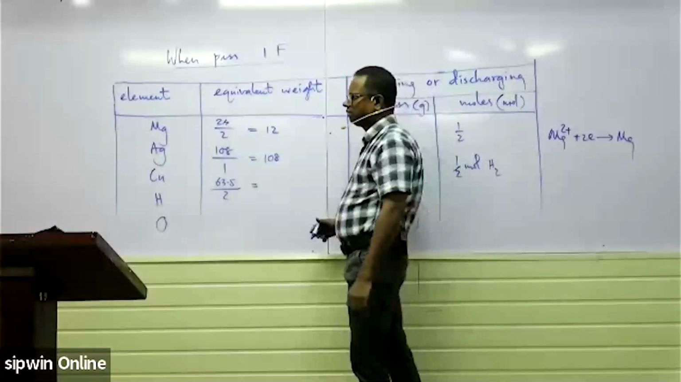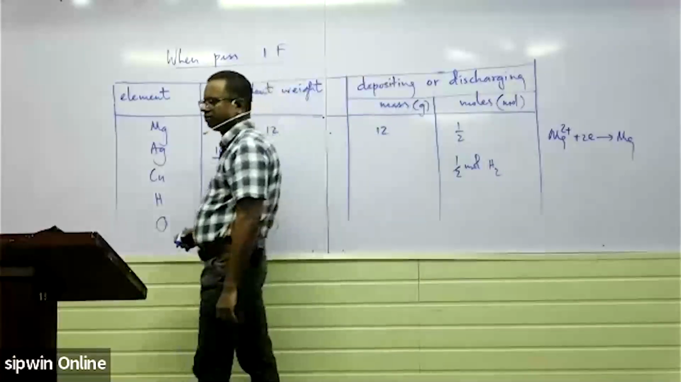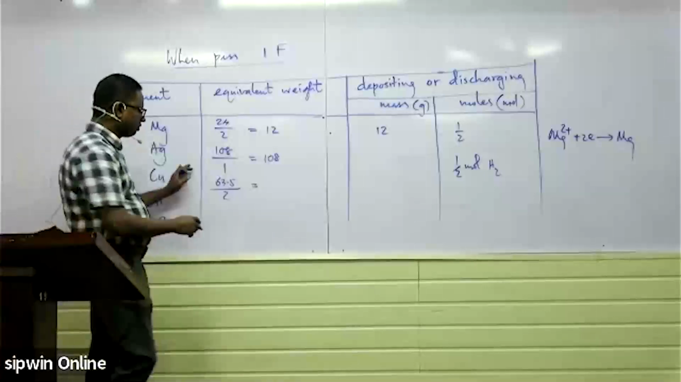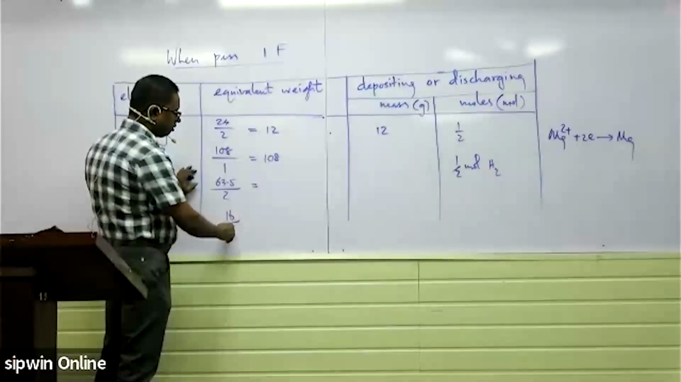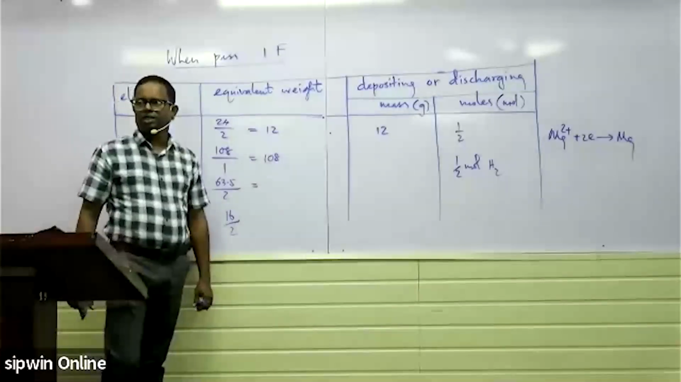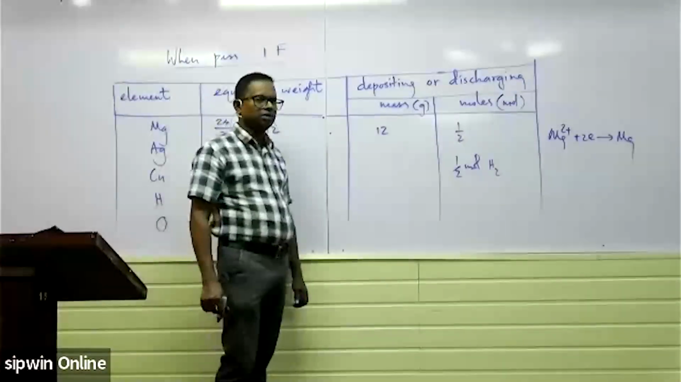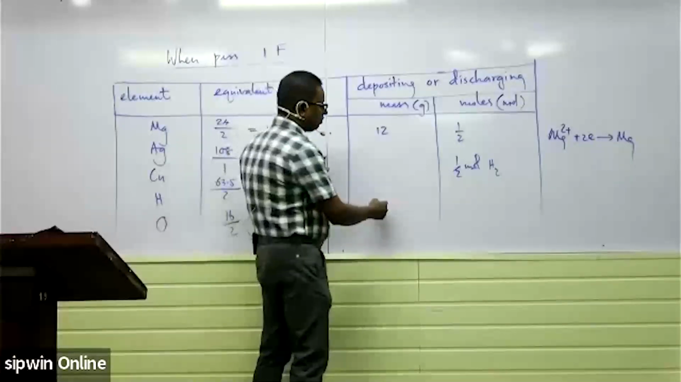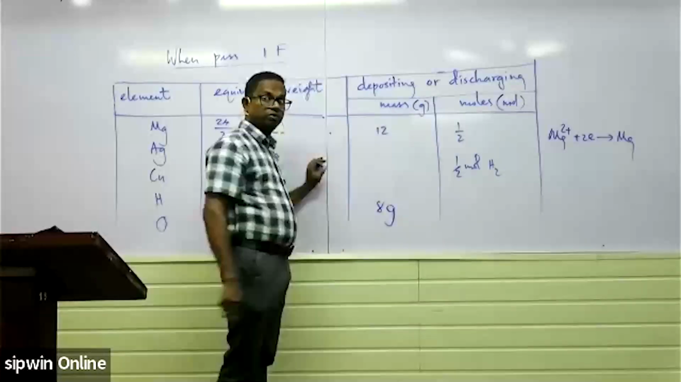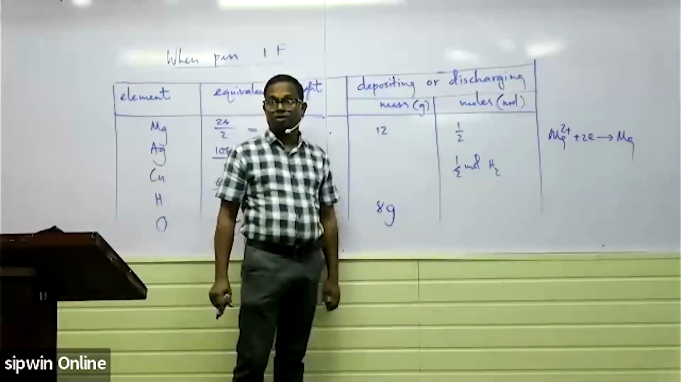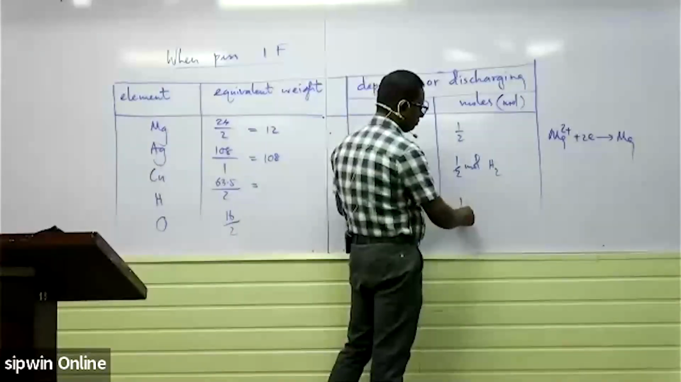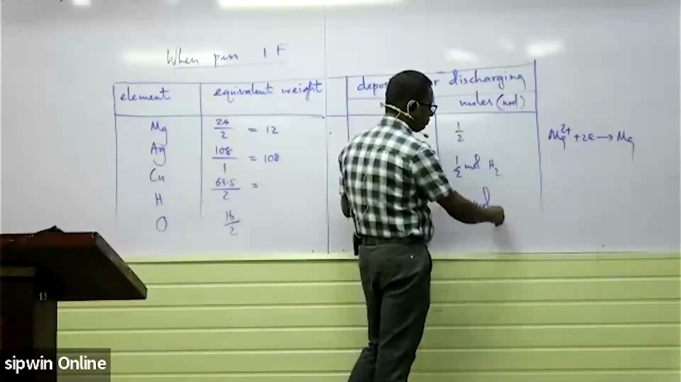Next one, oxygen: relative mass 16, so 16 divided by 2 means 8 grams. Oxygen is released as O2, 32. 8 grams being released is 1/4 mole. Now I need a ruler next.